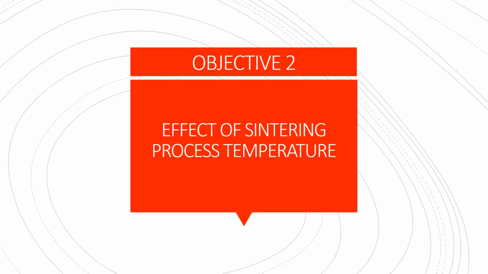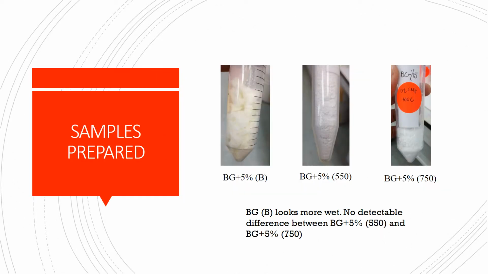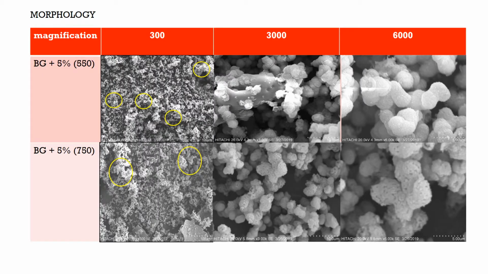For the second objective, the effect of sintering process, the samples prepared were observed, and the bioactive glass before sintering looked more wet. However, there were no detectable differences between the bioactive glass at 550 degrees Celsius and the bioactive glass at 750 degrees Celsius.